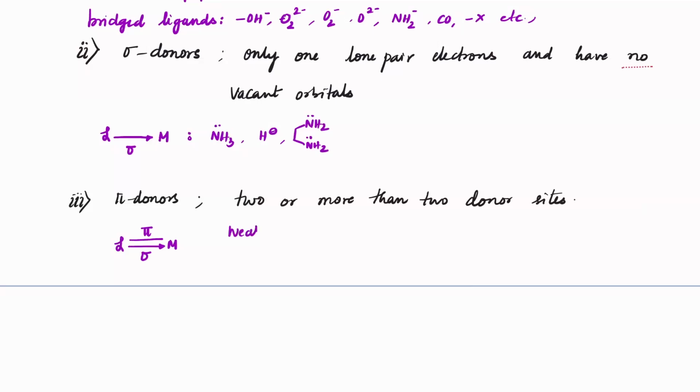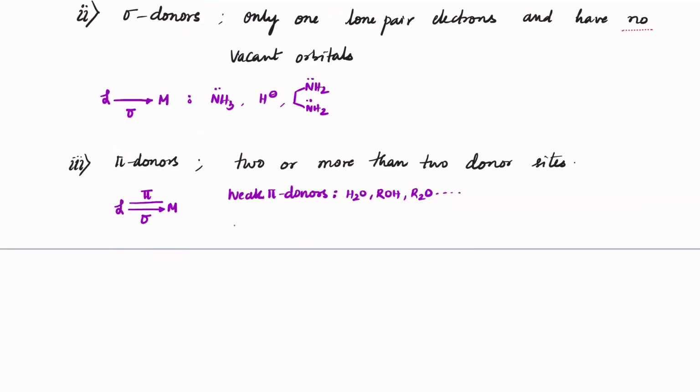One is weak pi donors. That means they are donating, but they are weak in nature, like water, alcohol, ethers, and so on. That is oxygen connected groups. Strong pi donors are the ones which have a charge on them, because if they have charge, chances are more to donate. OH minus, X minus, O2 minus, like this. These are all charged pi donors.